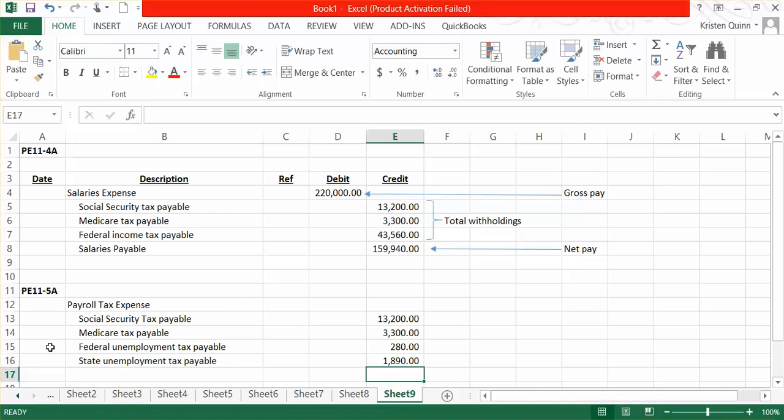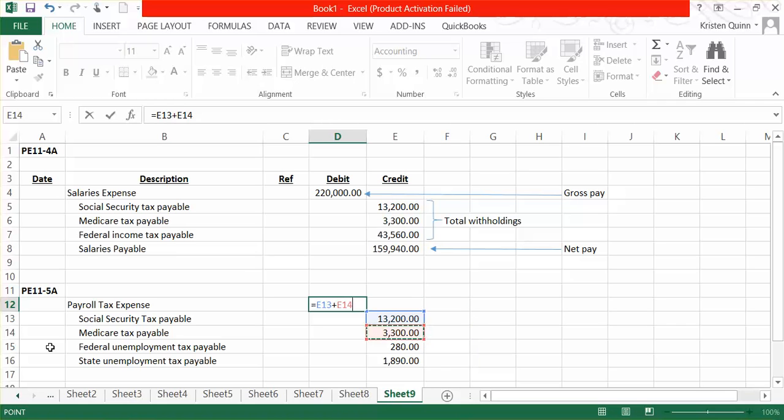Please recognize that again, in practice exercise 11.5a, we are not paying the federal income taxes, nor are we again paying our employees. That is handled in our first payroll entry.